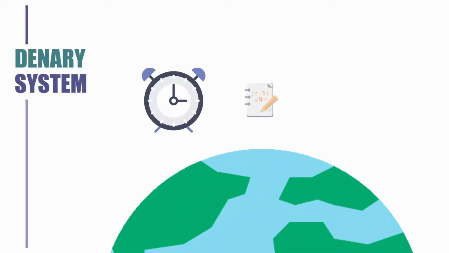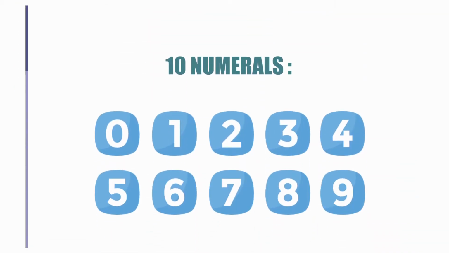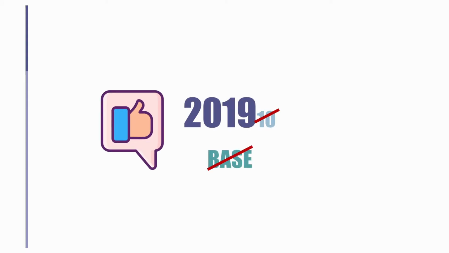Before we start with conversion of numeral systems, we need to know each numeral system. The denary system is the most common numeral system in the world. It consists of 10 numerals, 0 to 9. The number 10 at the bottom right indicates its base. We can omit it.